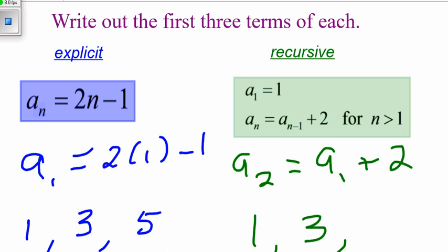To find the next number, a3, I'm going to take a of 3 minus 1, which is a2, and add 2. So I'm taking this 3 and adding 2 to it, and I get 5. You notice we came up with the very same list of numbers. These are two different formulas to represent the same sequence.